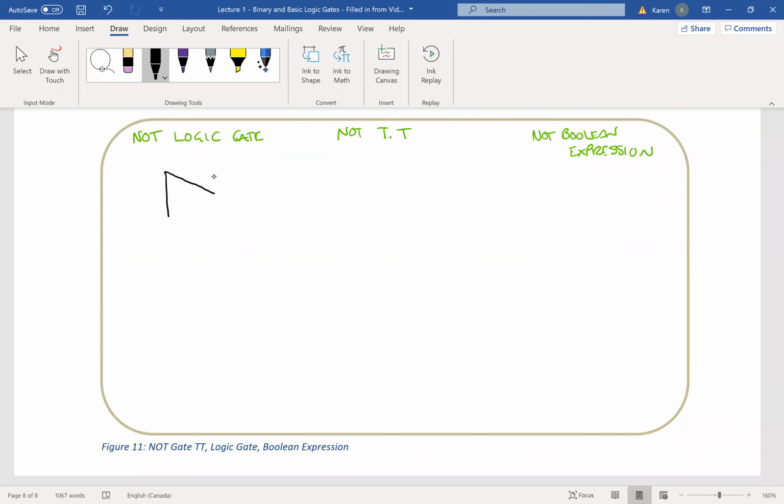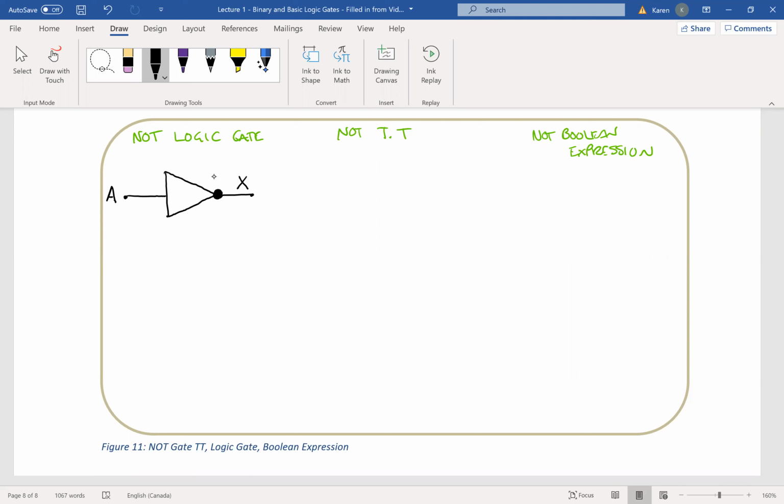It is a triangle and there's a big dot on the end of the triangle. You have to write that dot there. And that's output X. And there's only one input always, input A. So it's pretty simple that way.